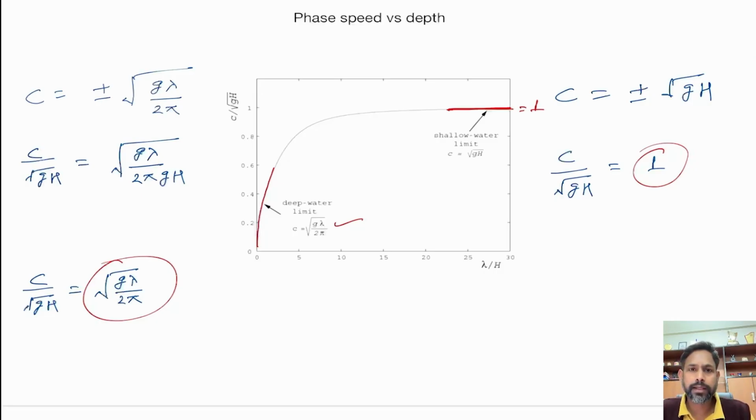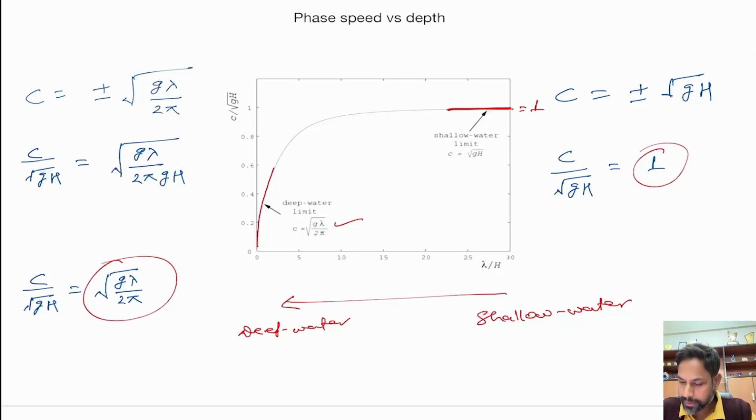Okay, so this is the relation we get between phase speed versus depth, where you can see the H is in the denominator. So with shallow water we get, so you can in fact say this goes from shallow water to deep water. Okay, the phase speed goes from 1 to close to 0, or not really the phase speed but phase speed divided by square root of GH.